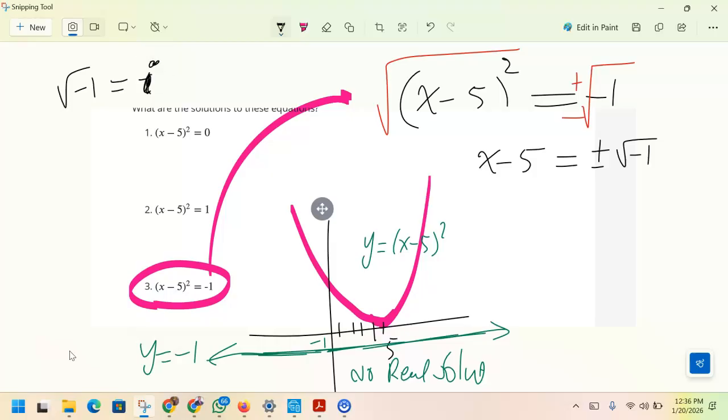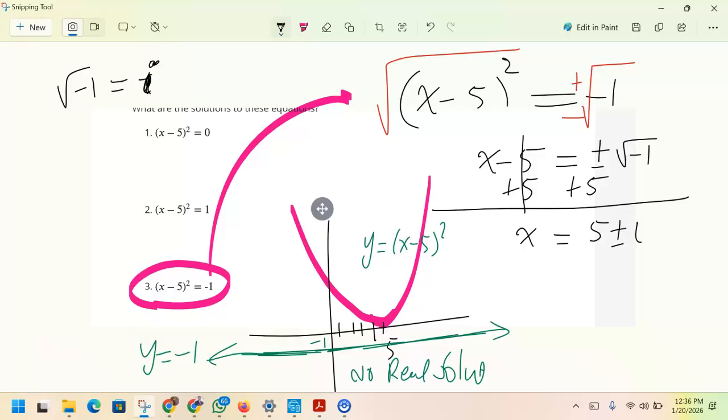So all you do is add 5 to both sides. Adding 5 to both sides will cross out this and you get 5 plus or minus, and instead of the square root of minus 1, I'm going to put i there. See? So your two answers, which are not real, they are complex because they have i. One is 5 plus i, and the other answer is 5 minus i. And you're done. So those are called two complex solutions.